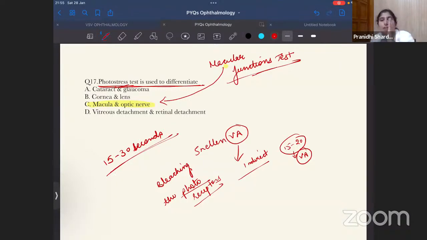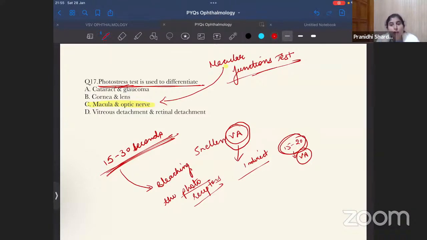Firstly, we'll ask the patient to read the vision. Then we will shine a bright light into his macula for a few seconds, and after 15 to 20 seconds we'll ask the patient to read the Snellen chart again. If the patient is normal, with no macular disease, he'll again read the same line he read earlier. The normal recovery time of the bleaching of photoreceptors is 15 to 30 seconds, so the patient will read it normally.